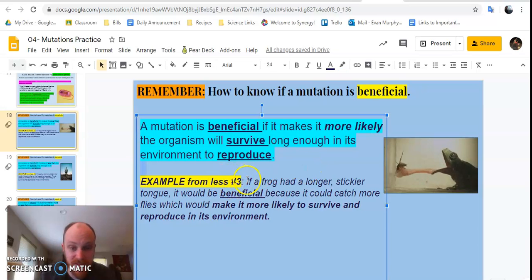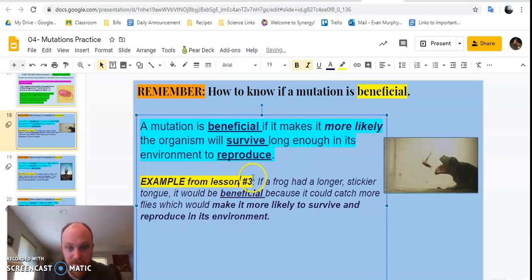So here's an example from lesson number 3. If a frog had a longer, stickier tongue, it would be beneficial. In my mind, that's because it would be more likely to survive because it can catch more flies. And so it would be more likely to survive and reproduce.